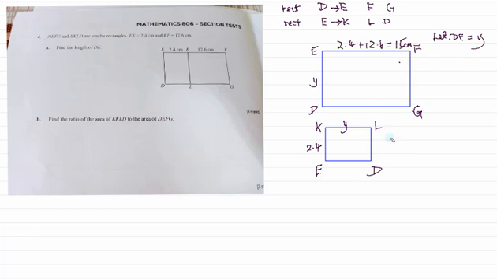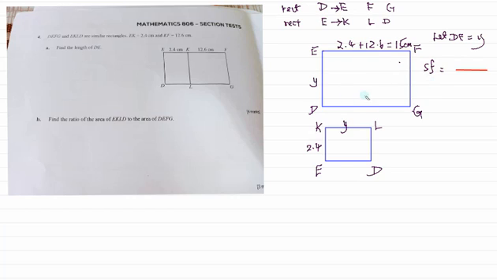Okay, now since they are both similar, we're going to use scale factor. Now, should we use the big one over the small one or the small one over the big one? Let's look at the second question. You want the ratio of the area of EKLD, which is this, over the area of DEFG. That means the scale factor, we're going to define it as the smaller length over the bigger length, this over this and this over this.